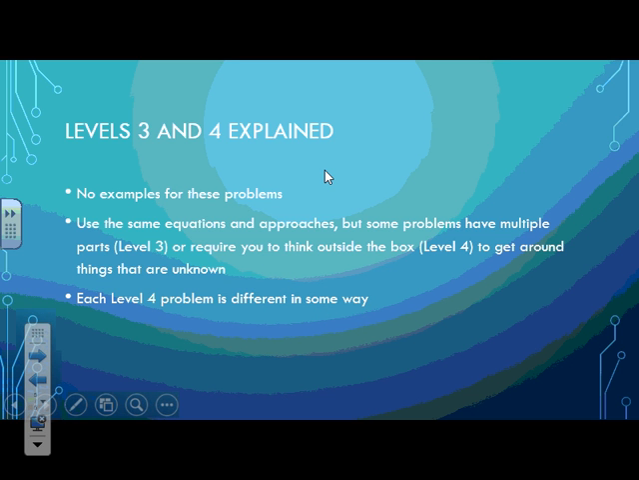All right. So for levels 3 and 4, you're not going to see any examples for those. Level 3 problems basically just have multiple parts to them, but they're like the problems that you would have done in levels 1 and 2, just more steps to them. Level 4, on the other hand, is a little bit different. This is where you start to get into problems that mathematically are going to push you, and they're going to make you really think about the situation.